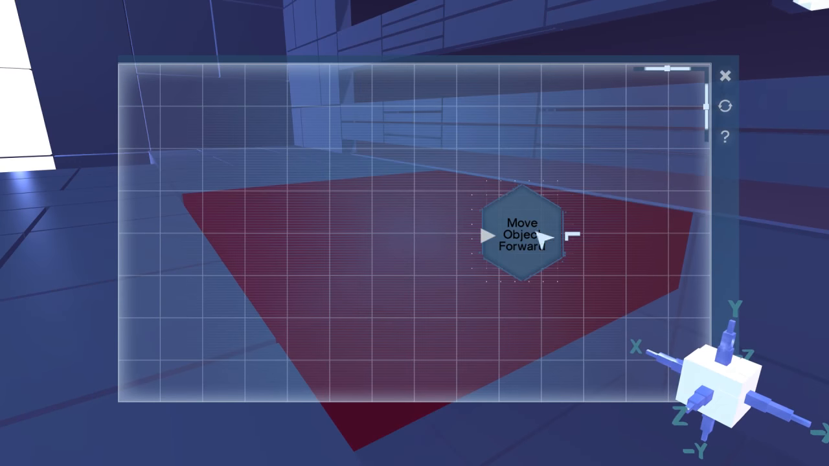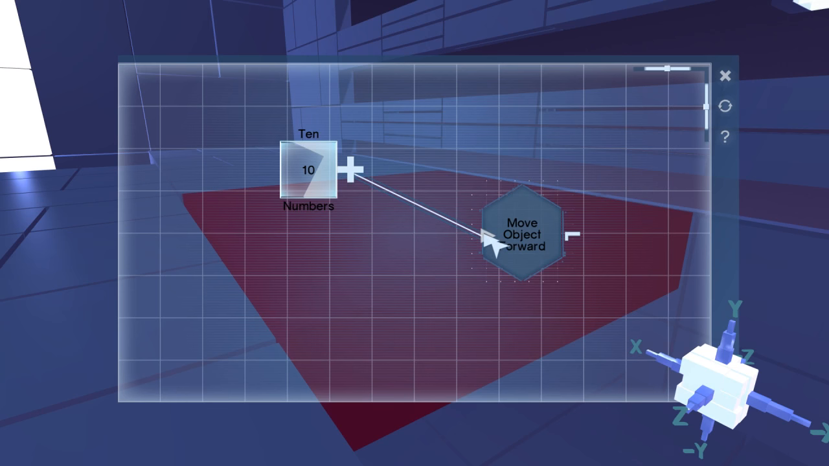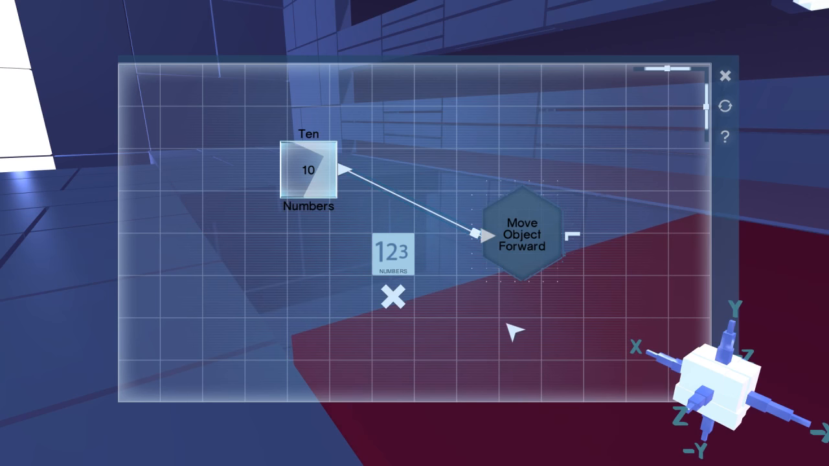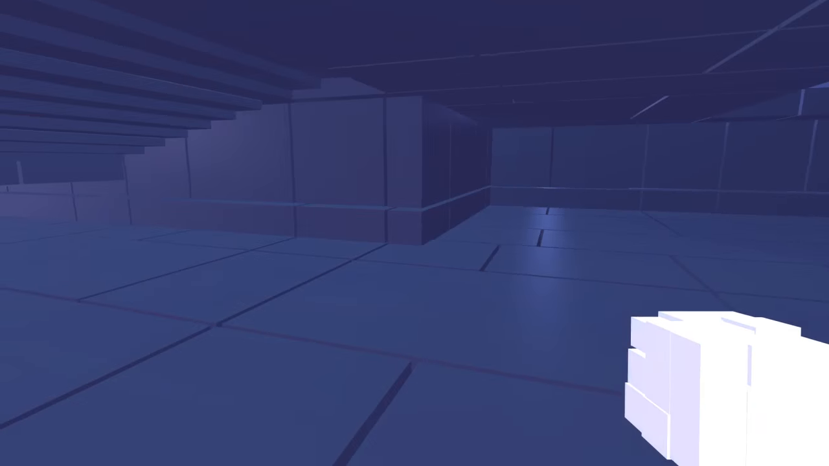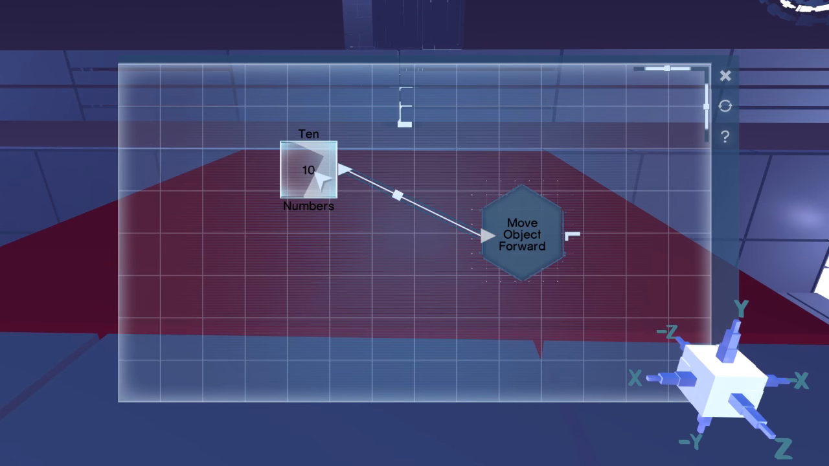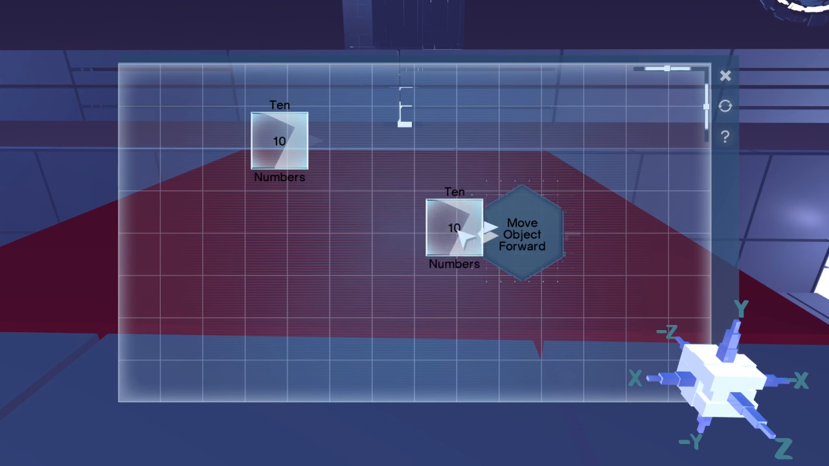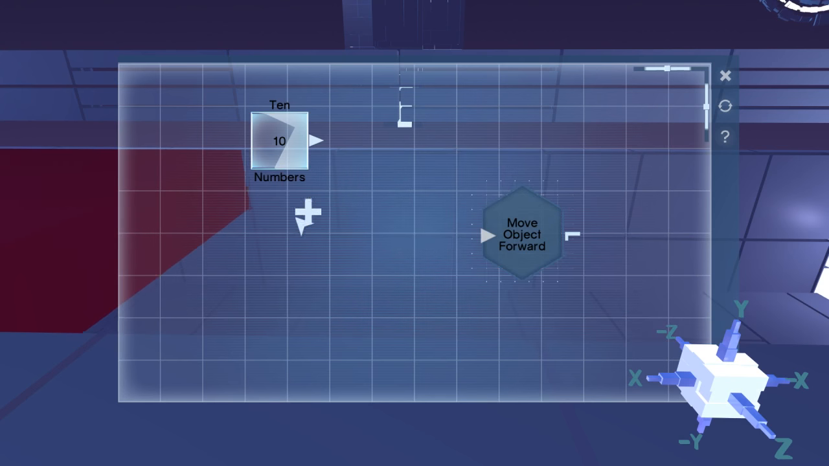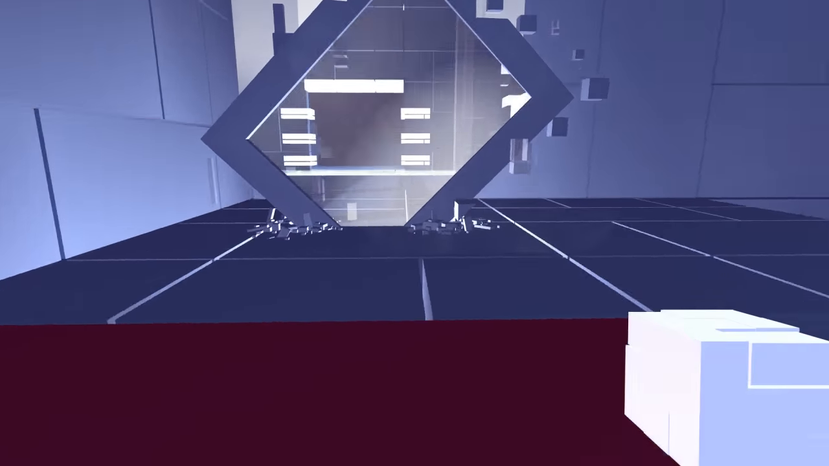Okay. We need to move the object forward. Let's try 10, for starters. Oops. Cancel out. But 10 is not enough. Oops, and now I fell. Good job, me. So let's try 20. It's only one input though, so let's just delete these guys. Try a higher number. And we have our exit.